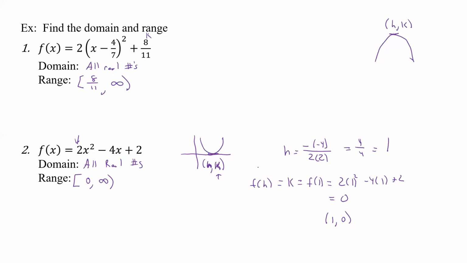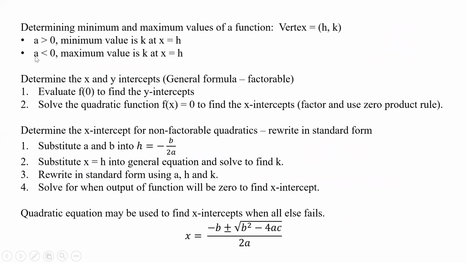So if we had the vertex at 1, 0, well, maybe that's 1, 0. We can hope that's 1, 0, but our value is at 0. Okay, now this one, maybe our value was a little higher or whatever, but that's how we do it. And then if we have a less than 0, so we have the maximum value, that's going to be k again at x equals h.